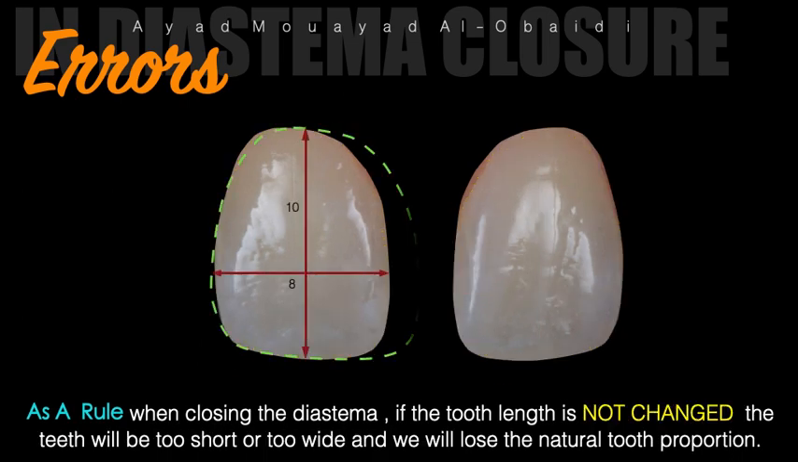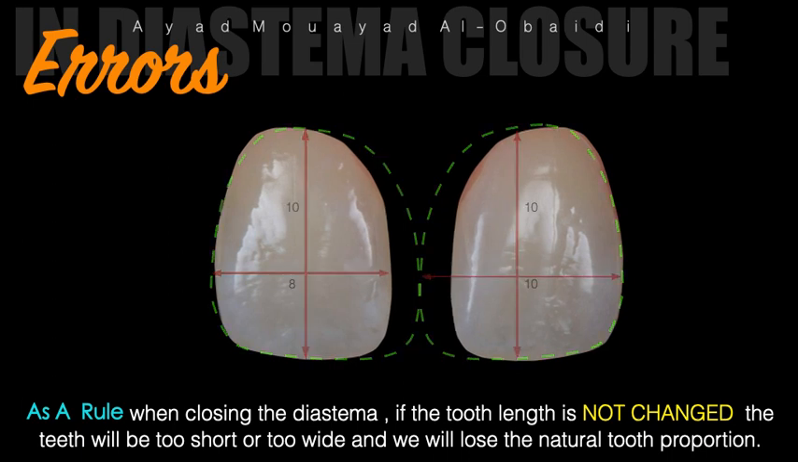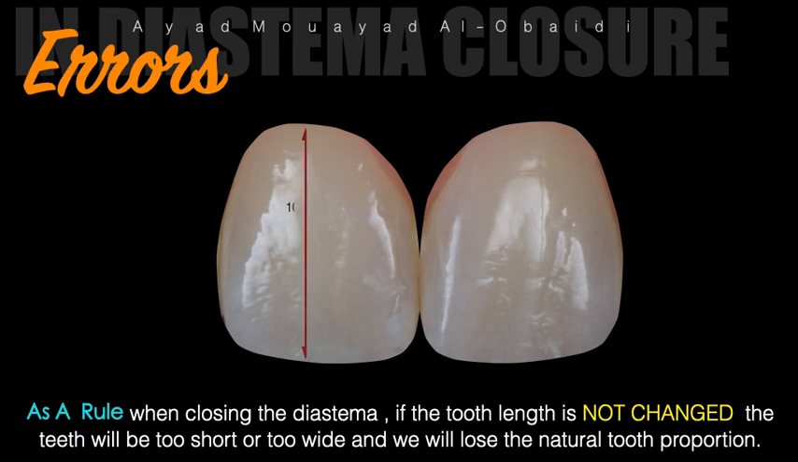And also, if the tooth length is not changed, the teeth will be too short or too wide, and here we will lose the natural golden proportion.